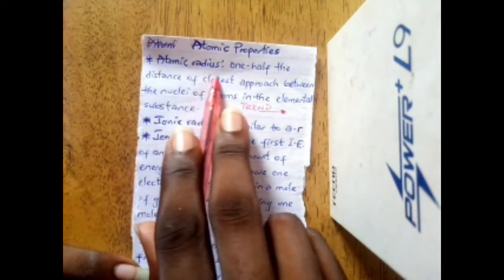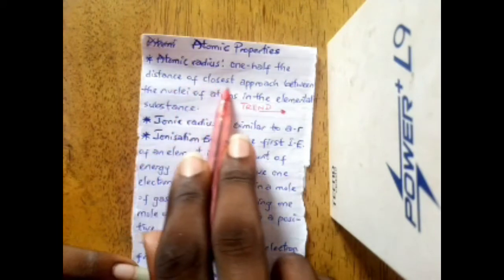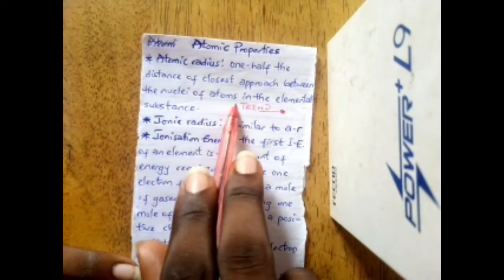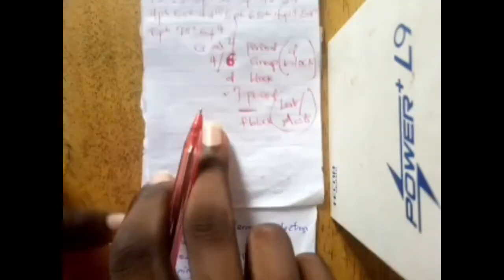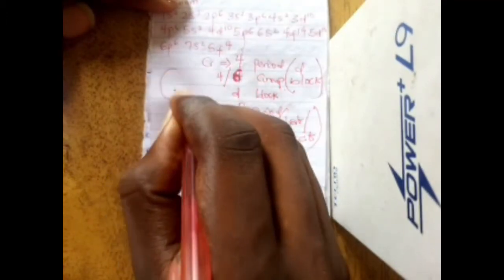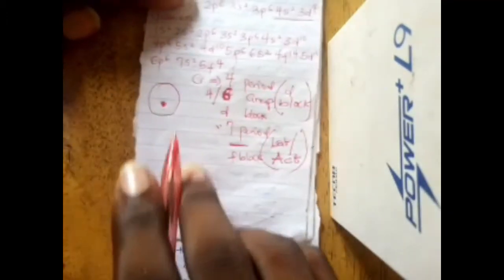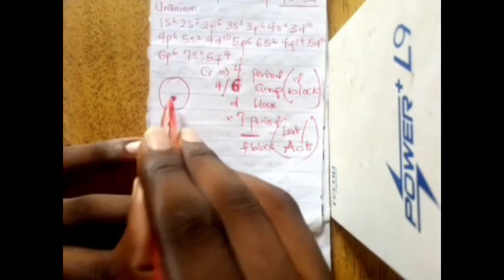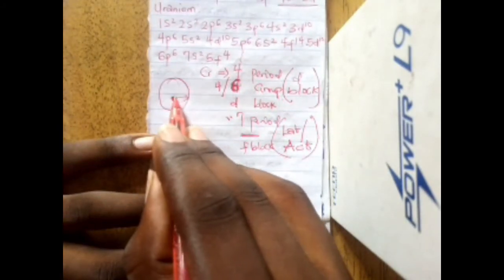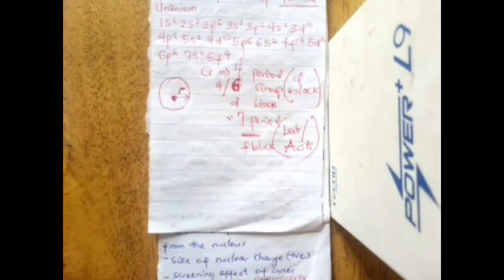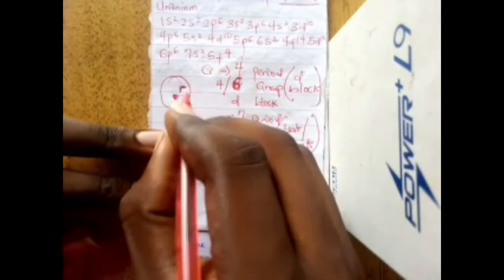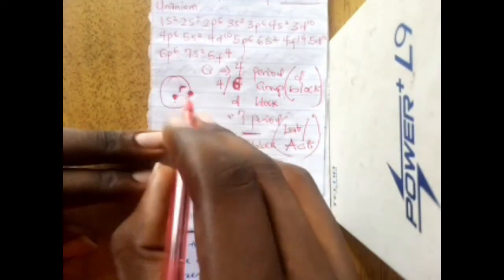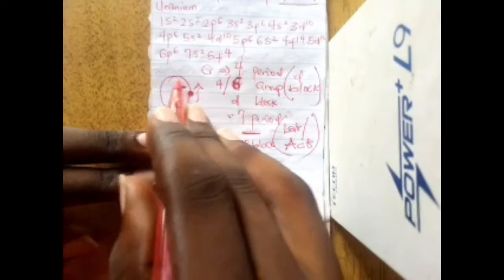So the atomic radius now is 1/2 the distance of closest approach between the nuclei of atoms in the elemental substance. We'll be able to establish what an atom is. This is an atom of an element now. Now it is very difficult in most cases to just figure out the radius of this atom, because an atom now has electrons, and these electrons are constantly in orbits around the nucleus.